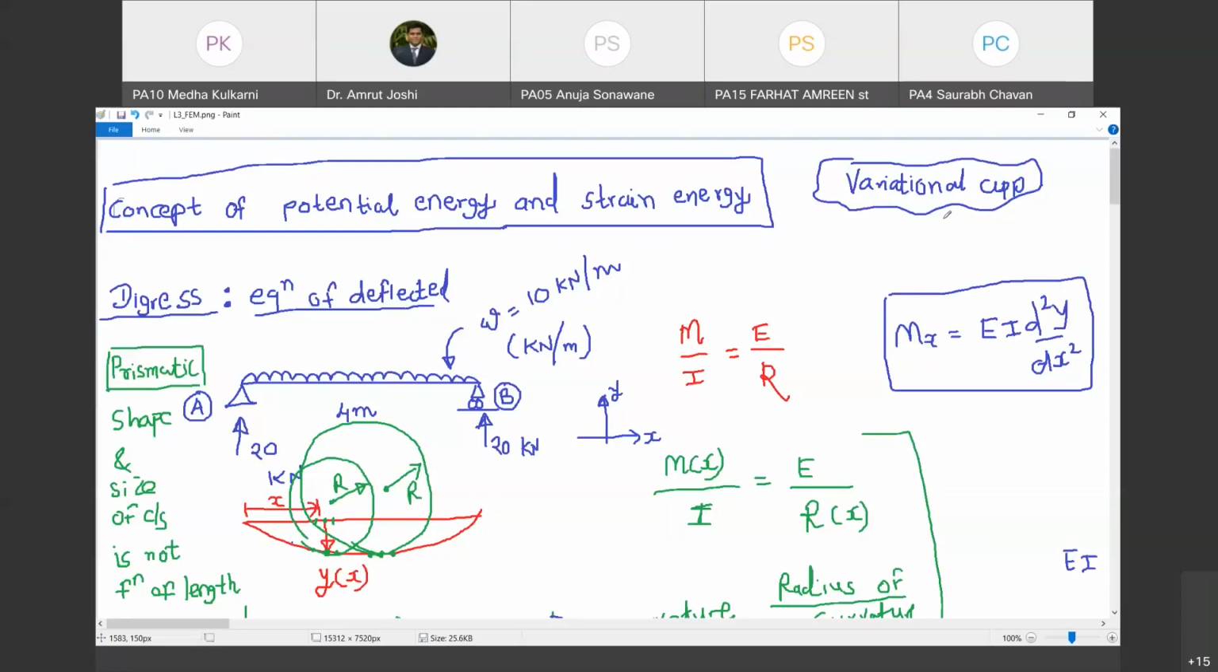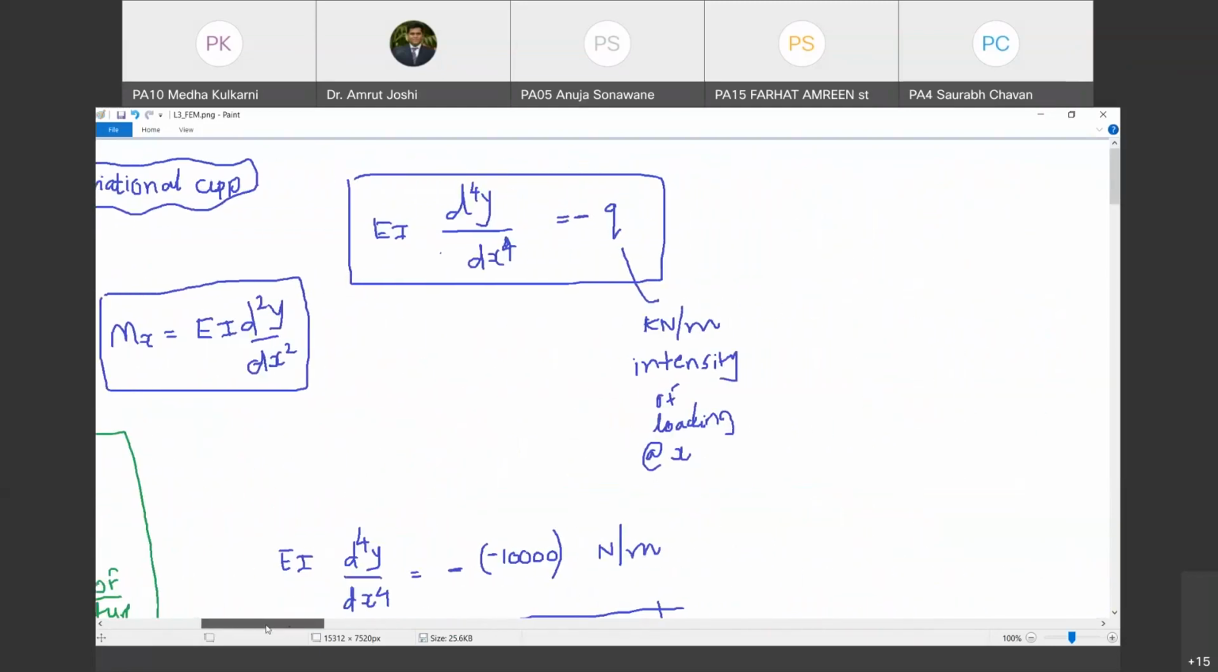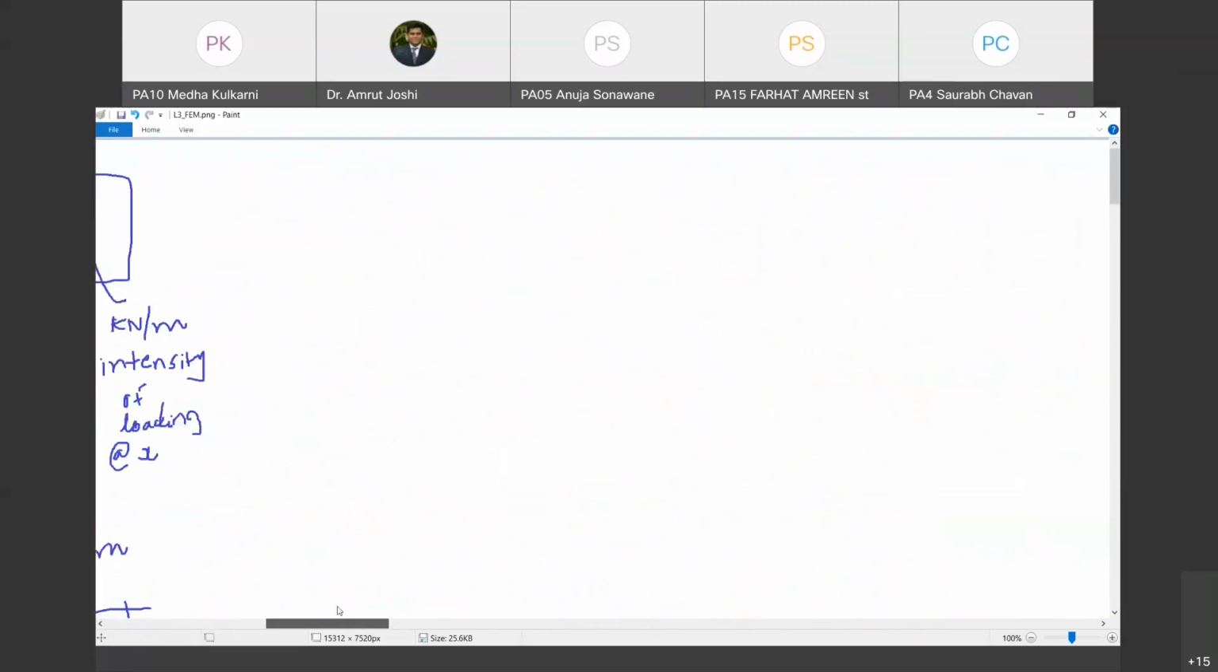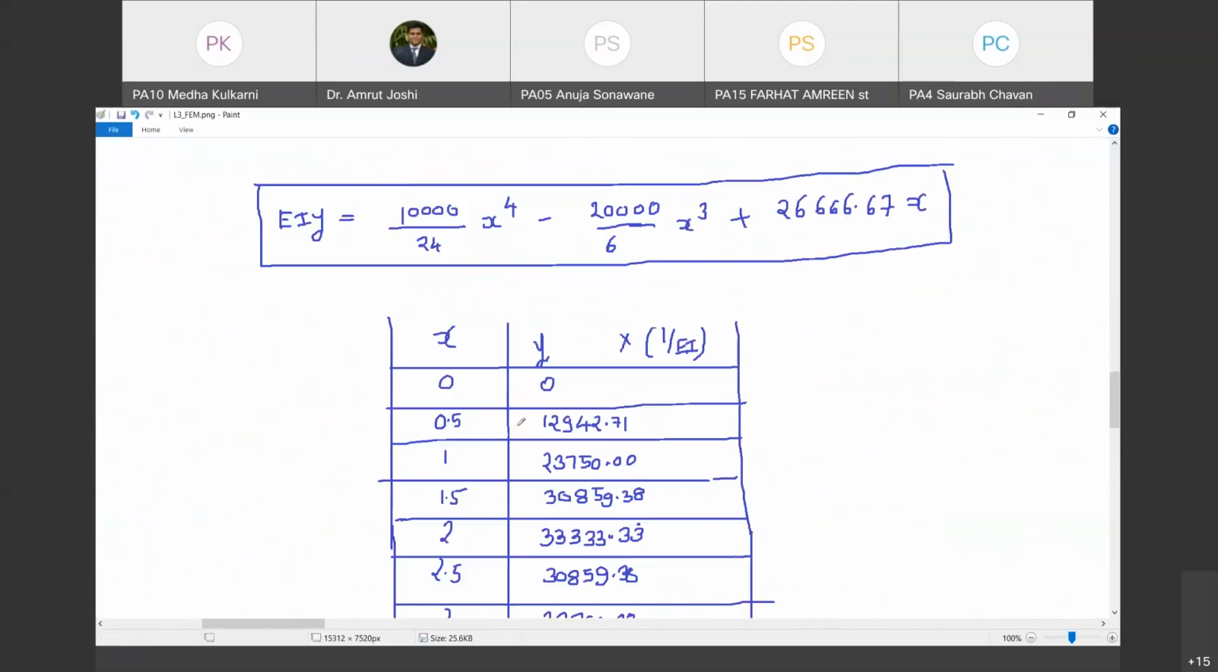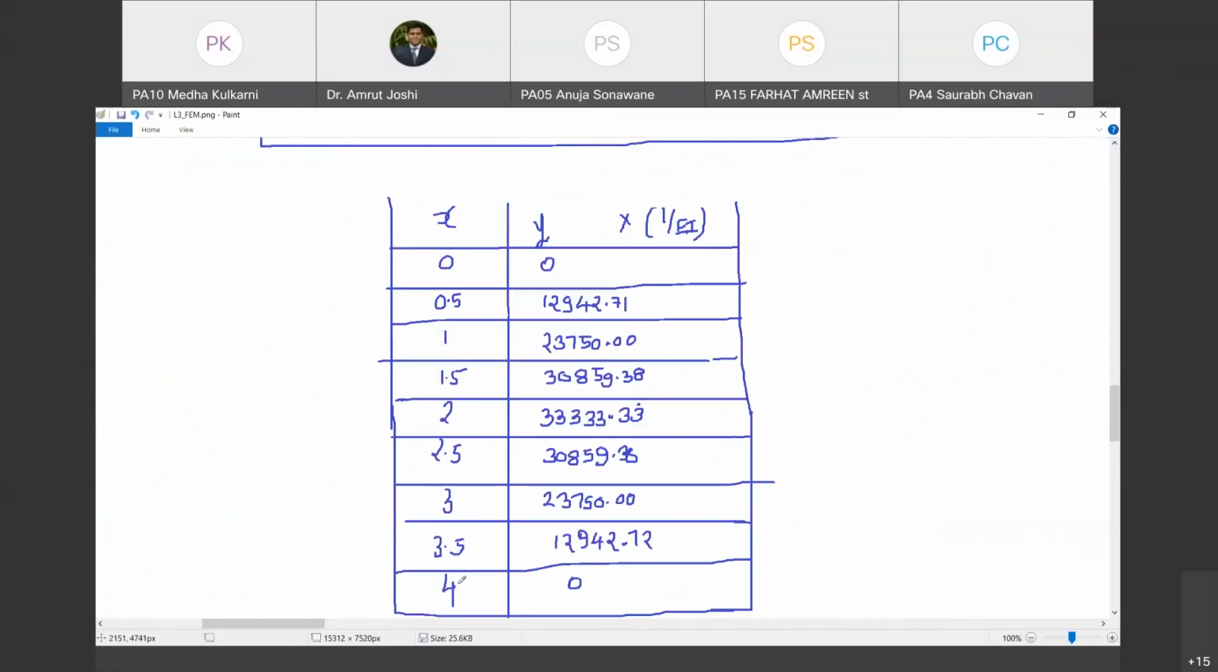In all other methods, we were using something called the variational principle, which we are going to look into now. This variational principle dwells on minimization of potential energy, which involves calculation of strain energy. We will solve the same problem using the variational principle, and then I will show you that the two solutions at all these locations of x are exactly the same. Once the variational principle is satisfied, it automatically satisfies the governing differential equation.